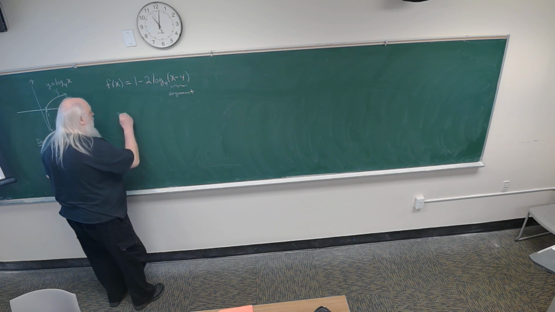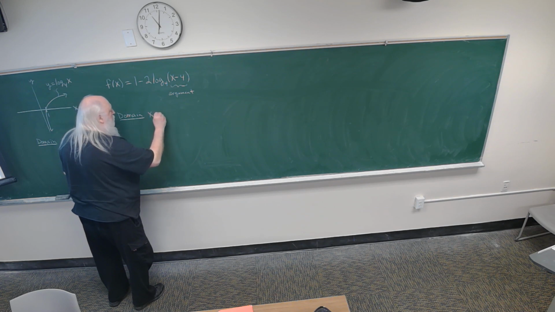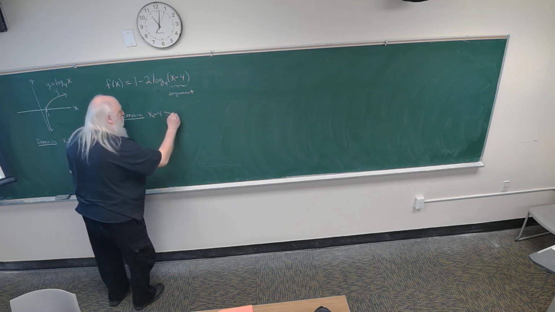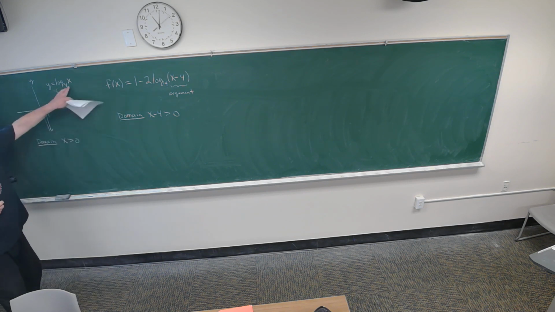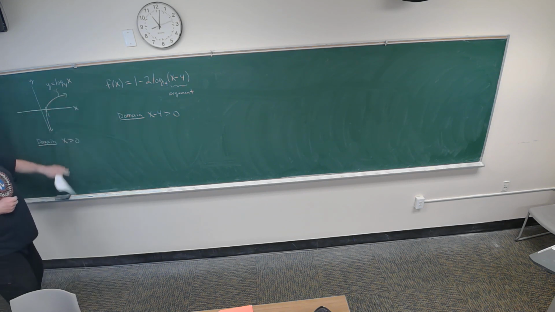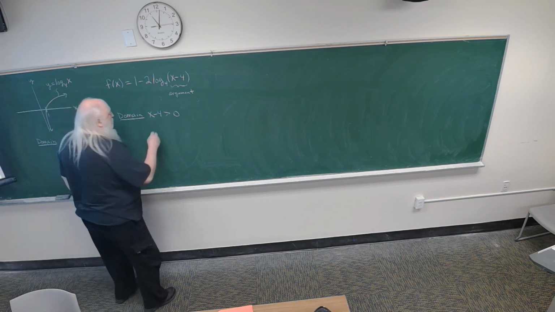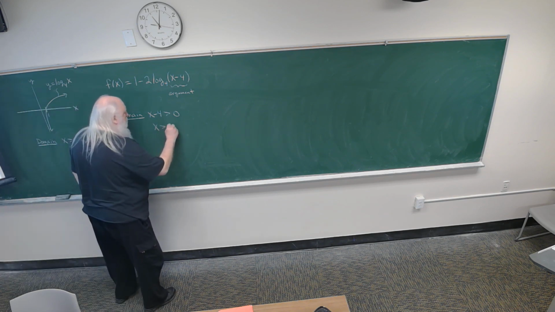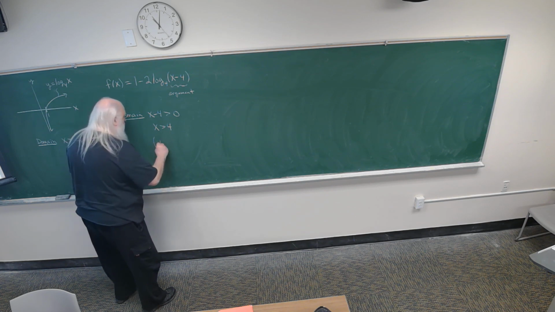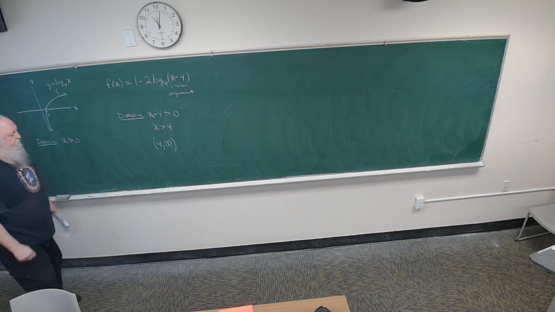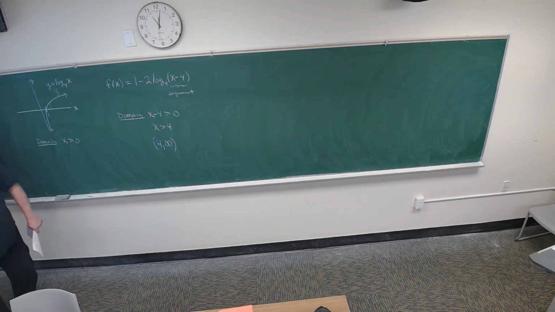So x has been replaced with x minus 4. So to find the domain, we just set the argument x minus 4 greater than 0. Over here, the argument x greater than 0. And when you solve for x, you get x has to be greater than 4. And so the domain is all real numbers greater than 4. So in interval notation, we write that parenthesis, 4, comma, infinity, parenthesis.